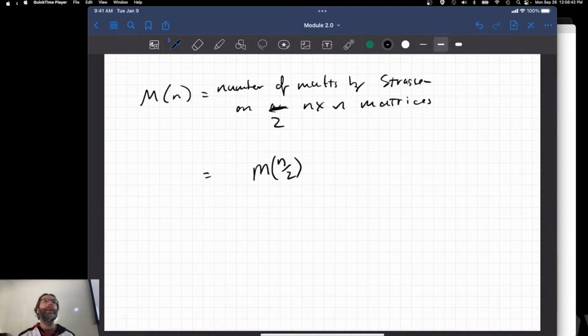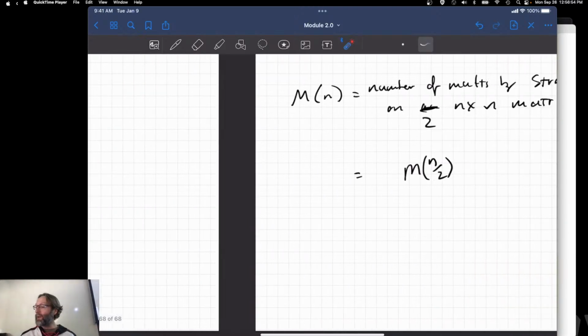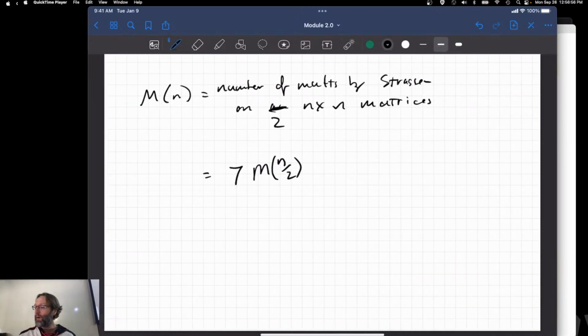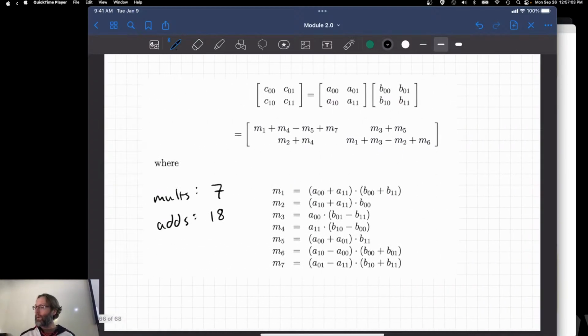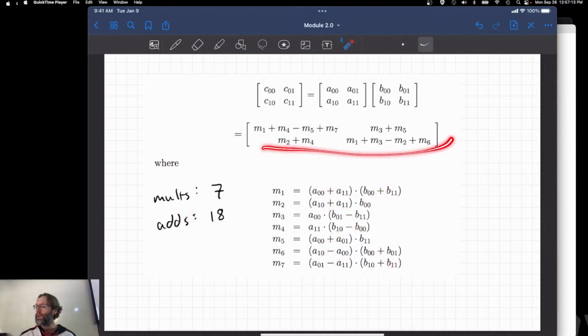Right? How many recursive calls am I making? To do multiplication, I need 7 values. Right? I need 7 matrices. So I am making 7 recursive calls. Right? Now, how much non-recursive work am I doing? Let's go back over here. Here's some non-recursive work. Right? All these things for additions is non-recursive work. All these things to put it all together is non-recursive work.